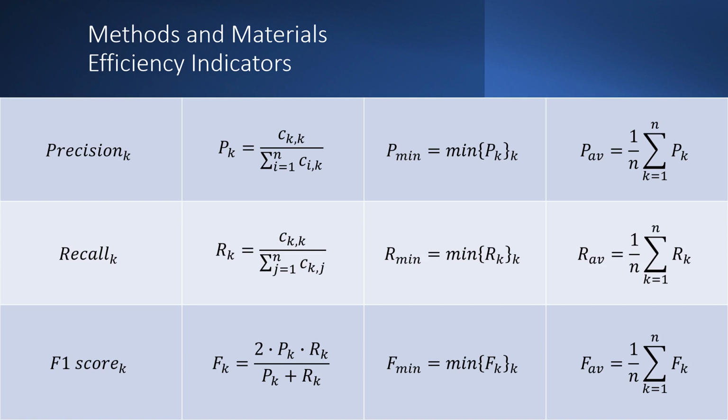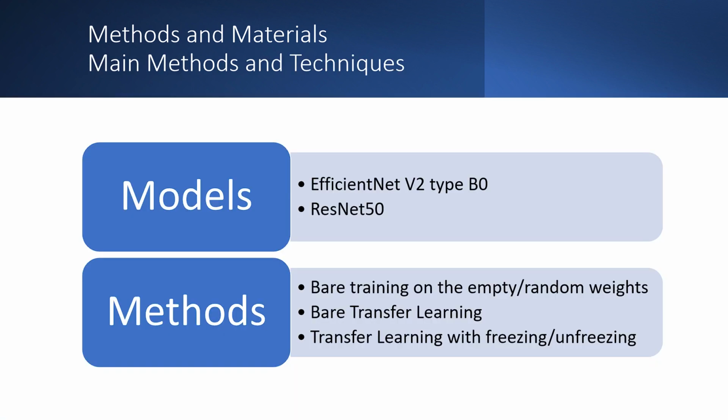According to the goals of the work, we have selected EfficientNet V2 Type B0 and ResNet50 as the models to be evaluated, and decided to test them by 3 methods of training CNNs, including training the model from scratch, fine-tuning the pre-trained model, and transfer learning.